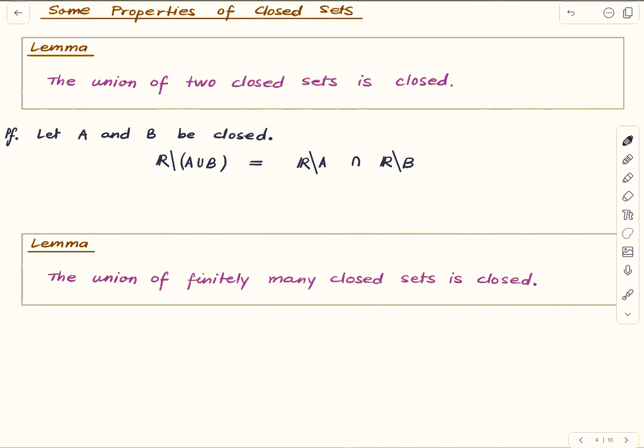So this is an exercise in set theory. If something is here, that means it is real and not here, and not here, and therefore it is in the intersection. Anyway, justify it. So the complement of A union B is the intersection of these two open sets.